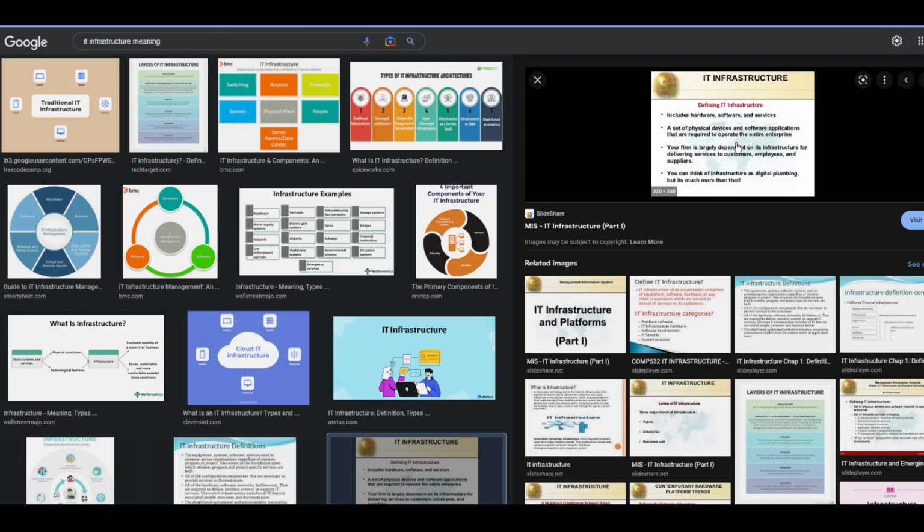Nag-search naman tayo dyan sa infrastructure na yan. Ayun, nag-lag pa internet. Ang bagal ng internet. Ay, ang bagal. Nasa Pinas kasi ako ngayon eh. Dapat di ako dito sa Pinas nag-stream.